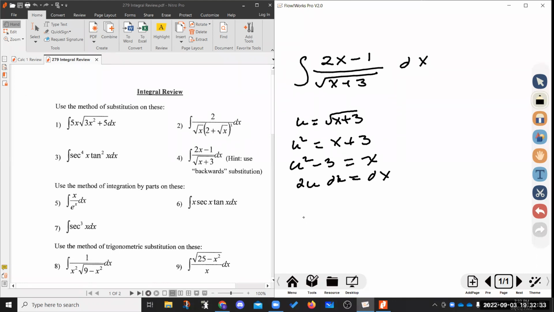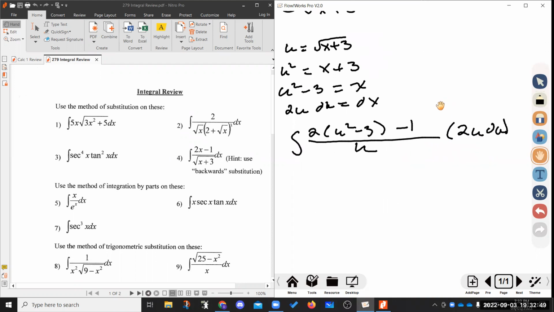And that means that I have 2 times u squared minus 3, minus 1, all divided by u, and dx is 2u du. So we're going to multiply all this out.